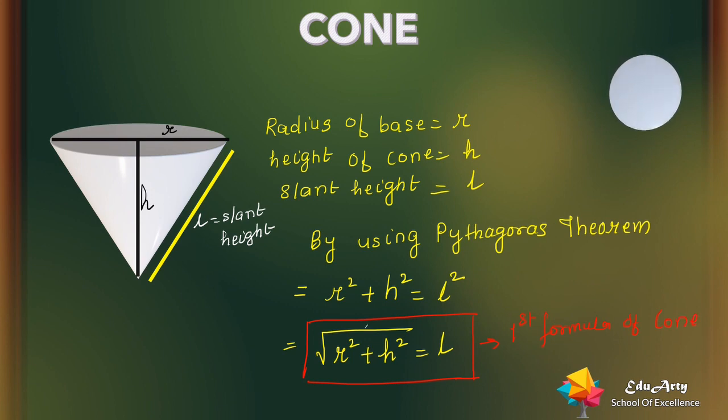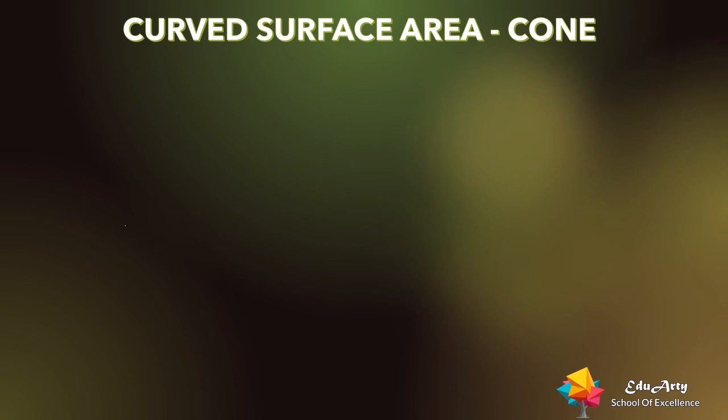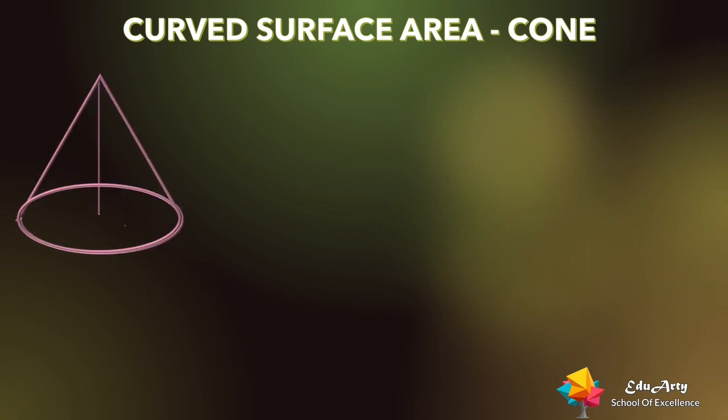Okay, all right, to find out the slant height. Okay, so let us see what is the curved surface area of a cone. So this is a cone, right? Now we remember we have seen in our first slide, the portion that we did, that this forms a right angle.